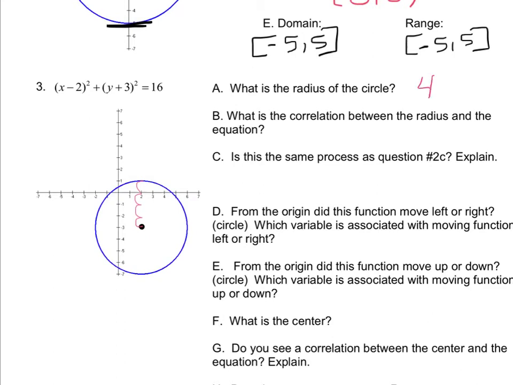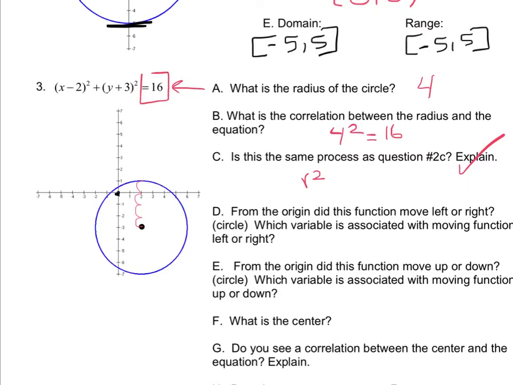What's the correlation between the radius and the equation? Same thing, 4 squared is equal to 16. So as you can see, you need to square the radius before you put it as the answer of your equation. So the same process as equation number 2c, yes, we did square the radius before we put it in the equation. Now they're asking us from the origin, which is 0, 0, did your function move left or right?